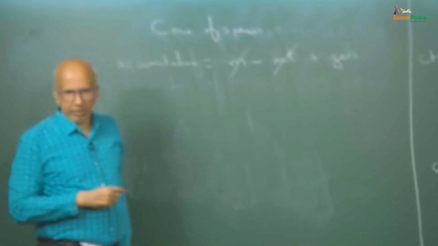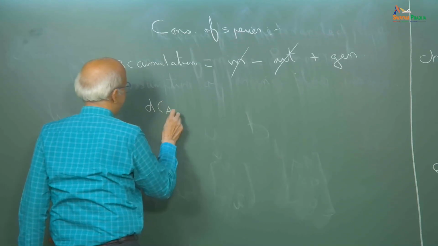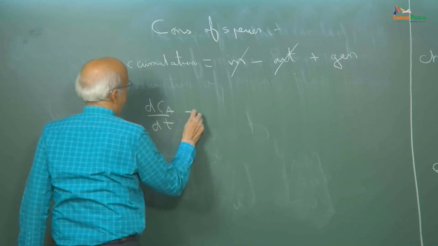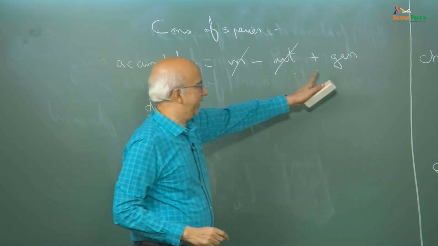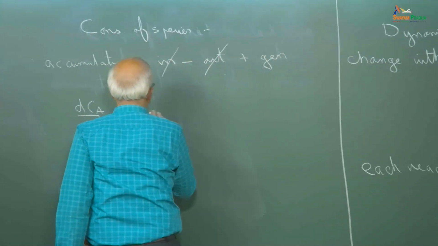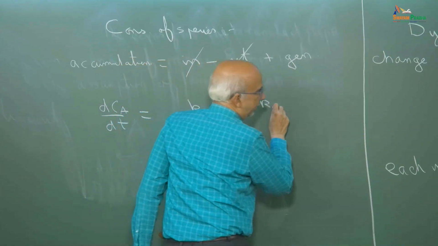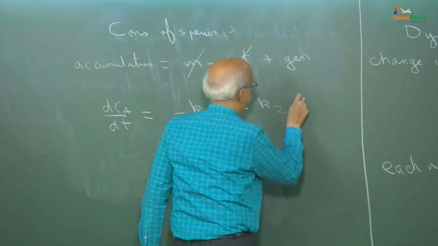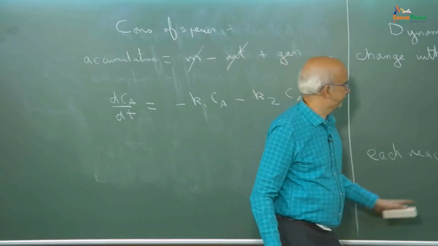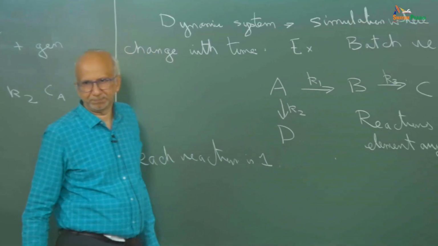If you write it out you would get something like dCA by dt. A is not getting generated, it is getting consumed, so you will get minus K1 CA minus K2 CA. A is getting consumed by these two reactions.